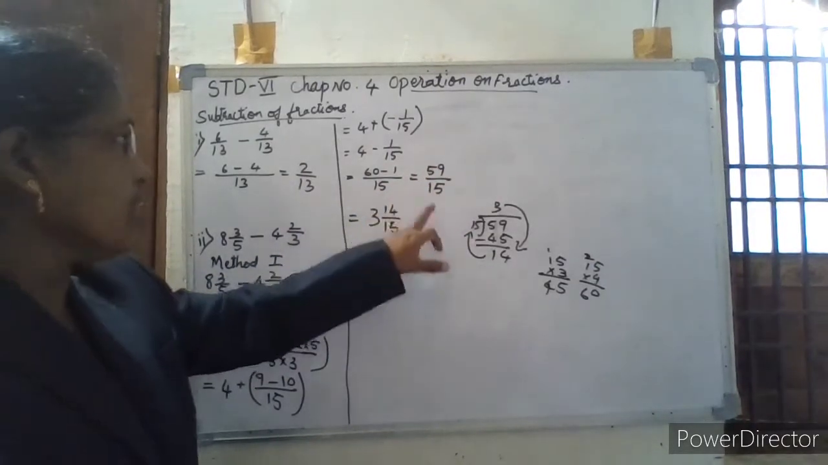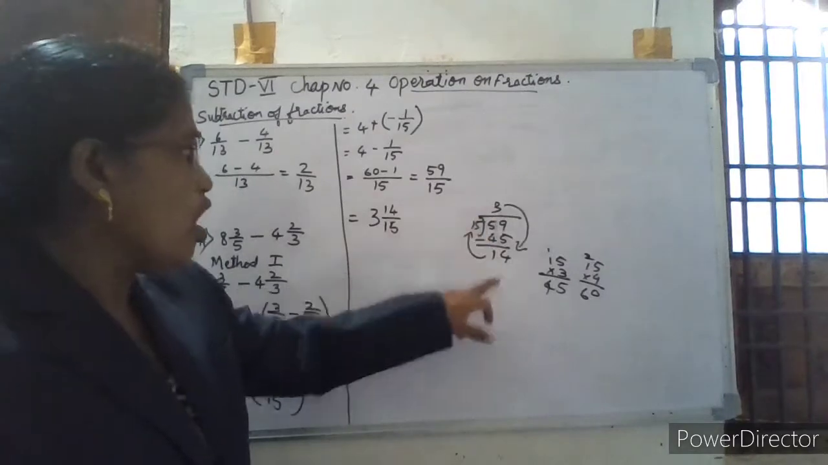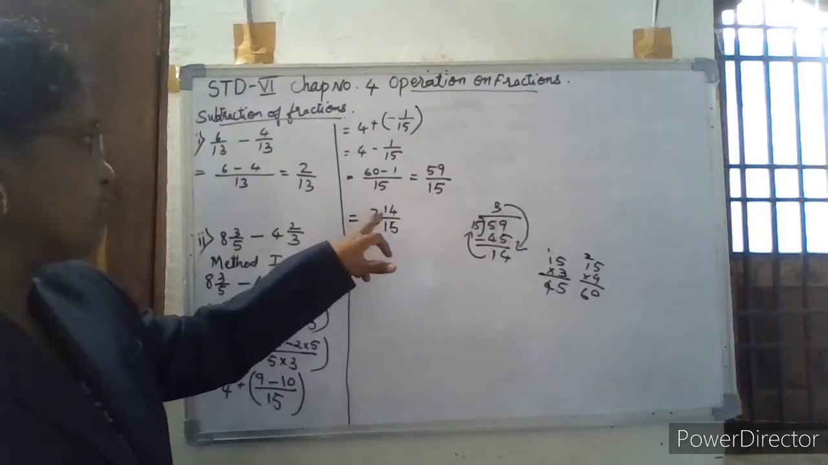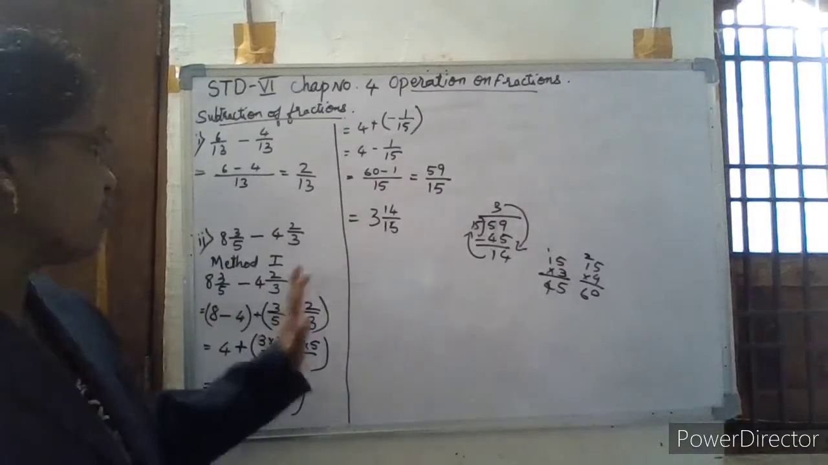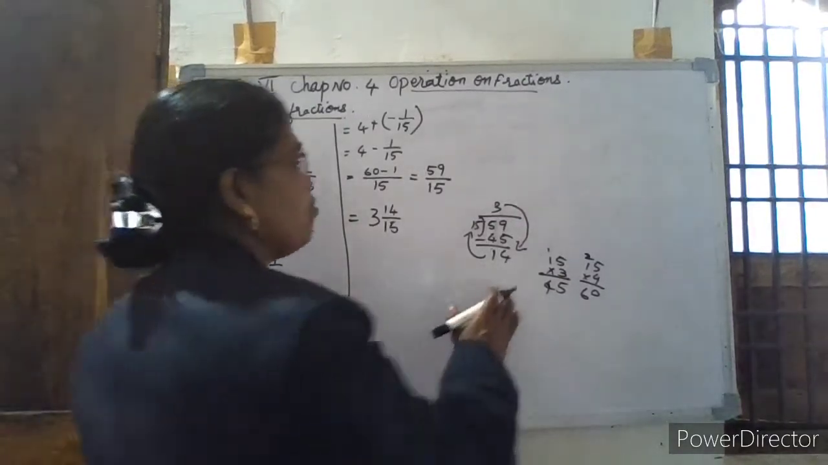Then convert this into a mixed fraction. So we get the answer as 3 14 by 15. This is method 1. Now we go to method 2.